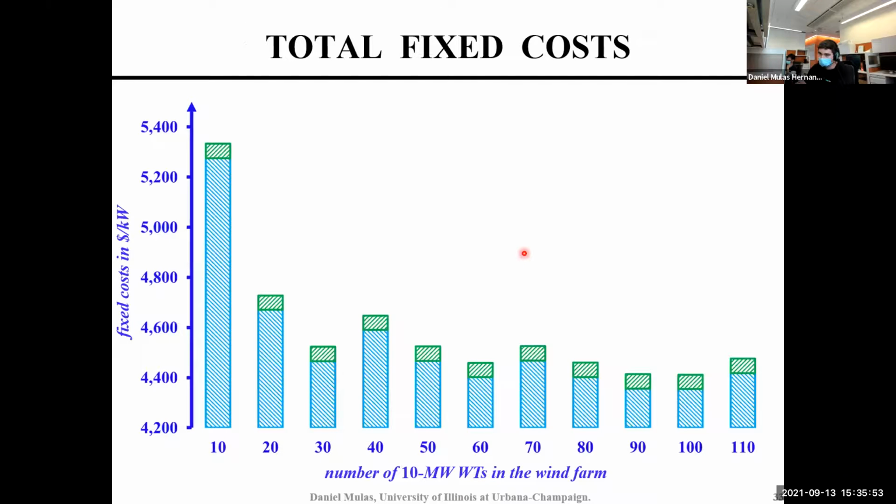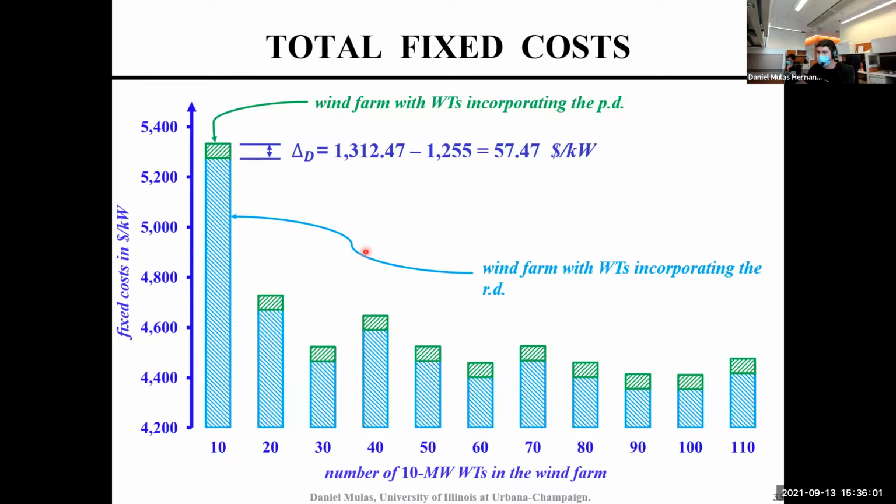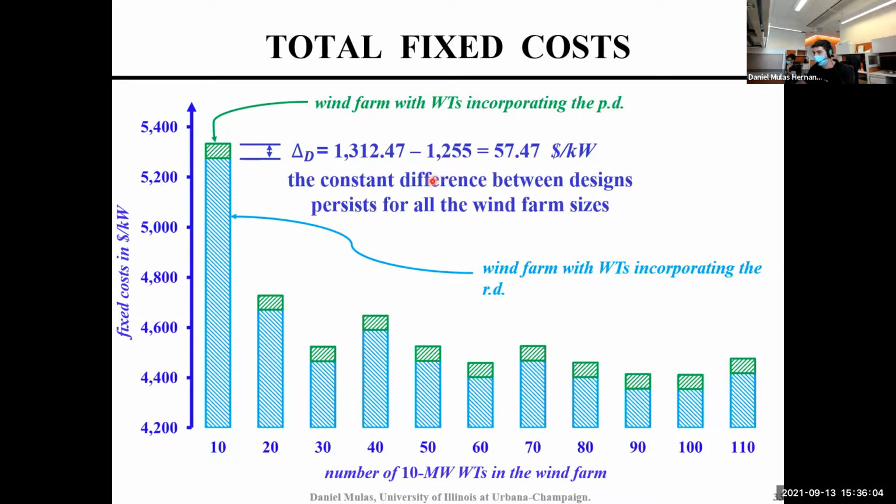Now we will see the economies of scale. We represent the fixed cost in dollars per kilowatt, depending on the number of 10 megawatt wind turbines in the wind farm. And we will see that there's a constant difference, the difference that I was talking about before, and that the wind farm with wind turbines incorporating the proposed design is going to be a little bit more expensive. Once again, I repeat, this is not going to affect the LCOE values in a negative way, since we will have a generator with more efficiency, more availability, and better failure rates. So we shouldn't be worried about these results.